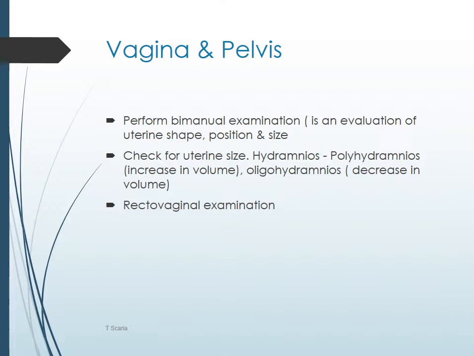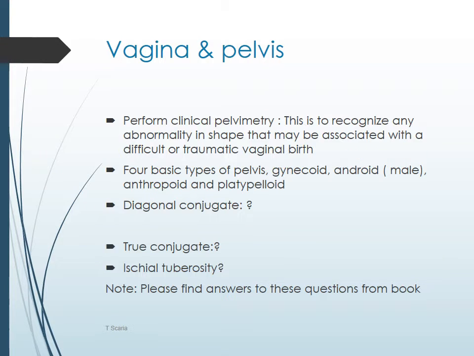And the provider also may perform rectovaginal examination. That is, the provider will insert one finger into the vagina and one finger into the rectum, and that's how they examine this. The next thing in focused assessment is performing clinical pelvimetry. This is to recognize any abnormality in shape that may be associated with a difficult or traumatic vaginal birth.